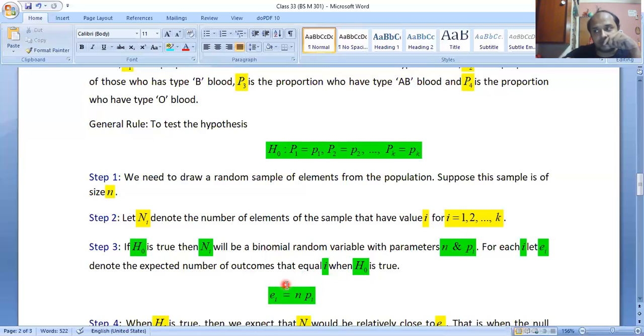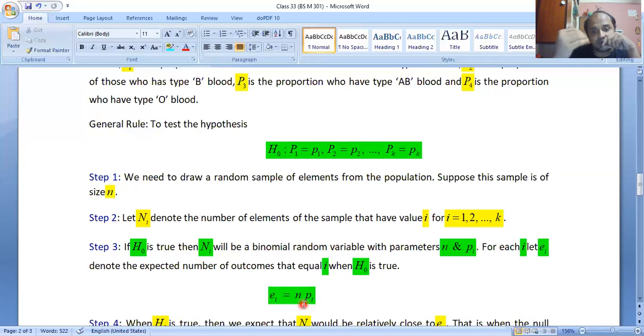If you divide the sample into k classes, then you will write it as small ei is equal to n into pi. Now, how do I get n pi? It's very simple, because we have assumed that my capital Ni is the random variable which is following the binomial distribution with parameters small n and small pi. So expectation of Ni will be n into pi, because the mean corresponding to the binomial variate is np. From this we have got this formula.